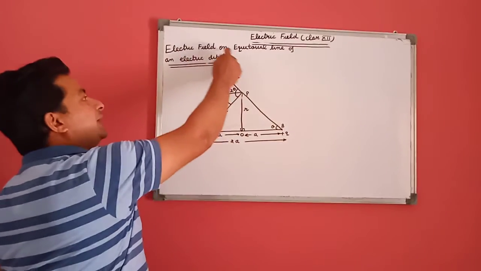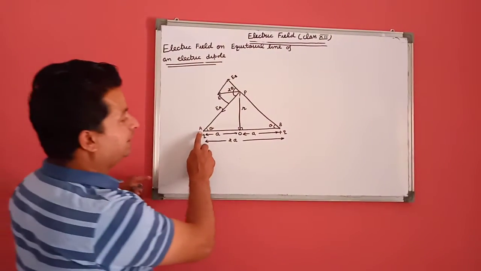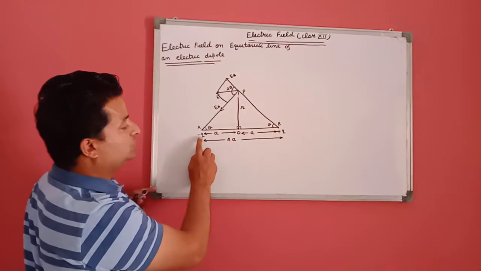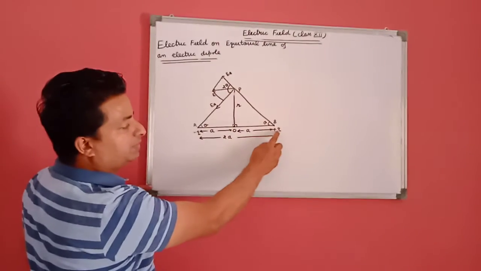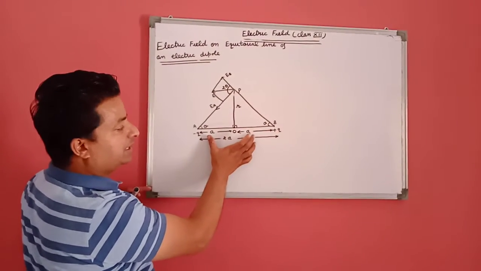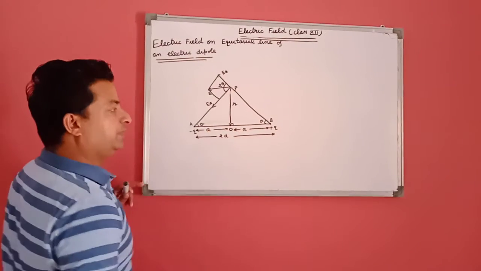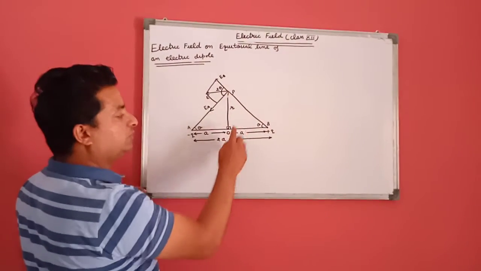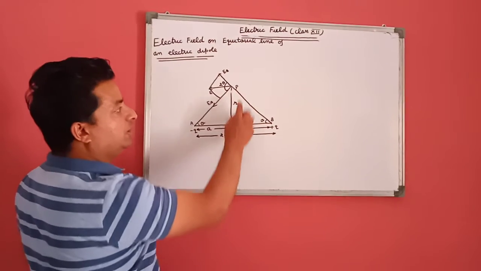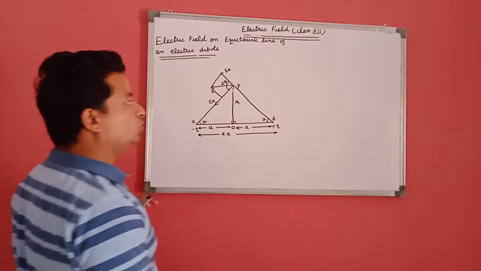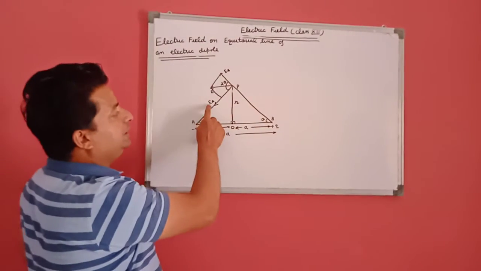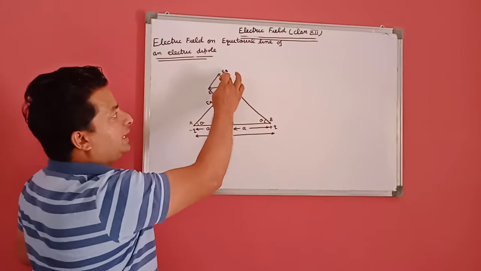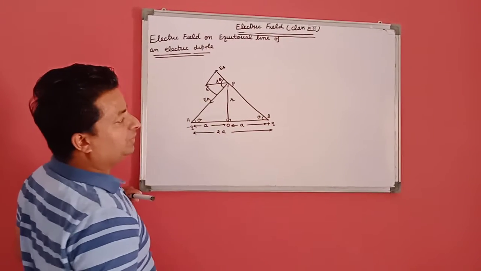We learn about electric dipole. This is an electric dipole. An electric dipole consists of two charges, minus q and plus q, separated by a distance of 2a. Let P be any point at a distance r from the center of the dipole where the electric field is to be determined. Let EA be the electric field due to minus q charge and EB be the electric field due to plus q charge.